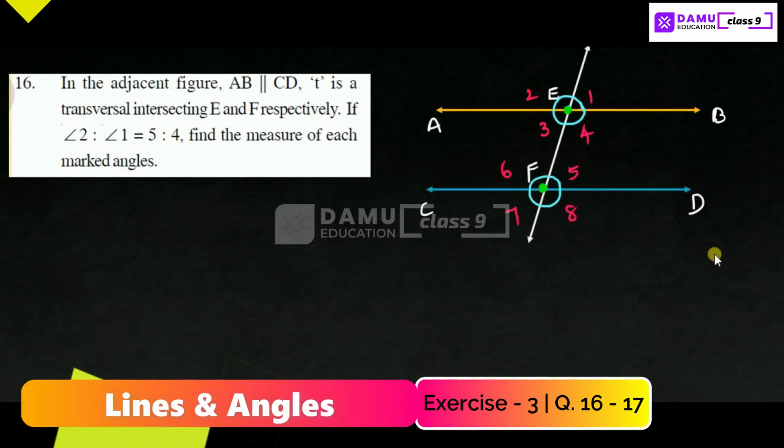Viewers, in this module we are going to discuss problem 16. In the adjacent figure, AB is parallel to CD, and T is a transversal intersecting the lines at points E and F respectively. Whatever is given, write that down.